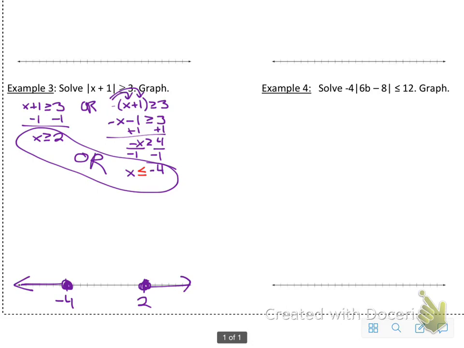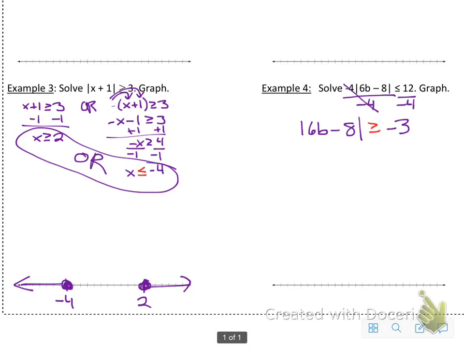Last one. This is your first example of something where the absolute value is not isolated, because what is in front of our absolute value? A negative 4. In order to get rid of that negative 4, you see that it's multiplied to the absolute value. The only way to get rid of it is to divide by a negative 4. Those cancel. We end up with 6b minus 8 in the absolute value, but I divided by a negative, and as soon as I divide by a negative, the inequality has to flip. And that's going to be negative 3.